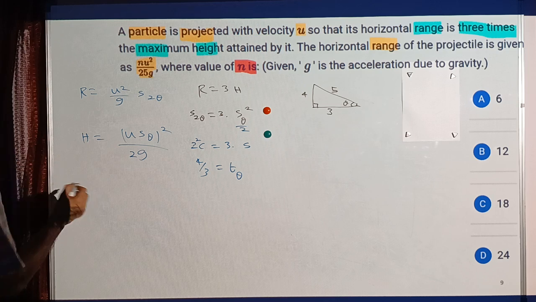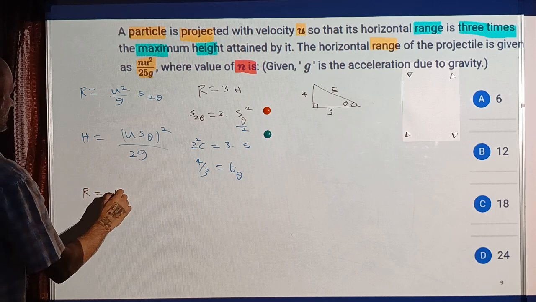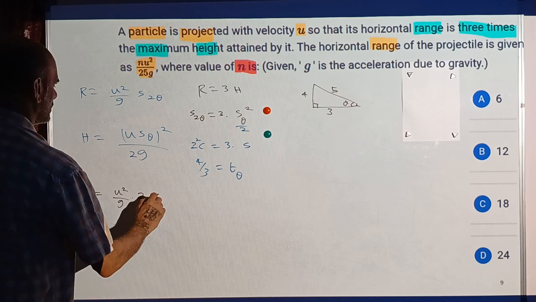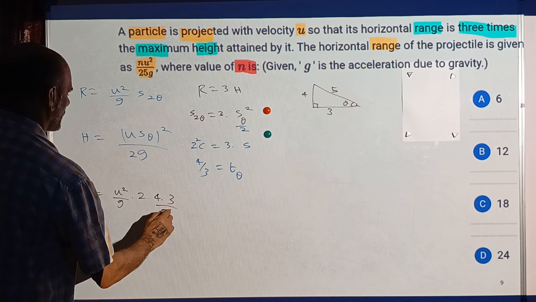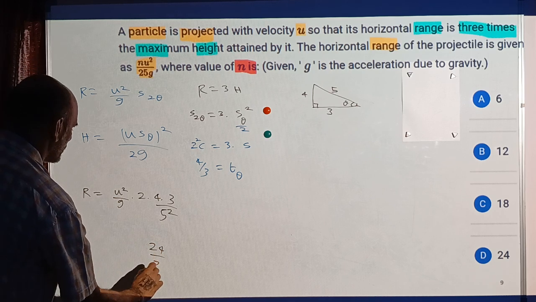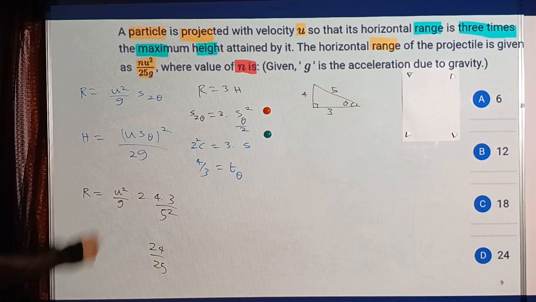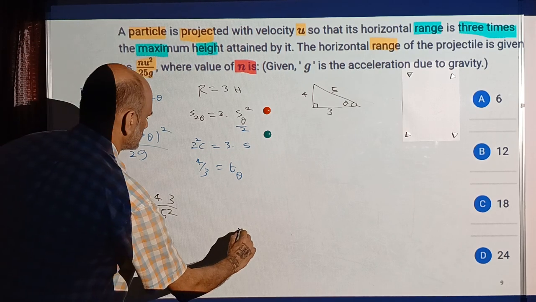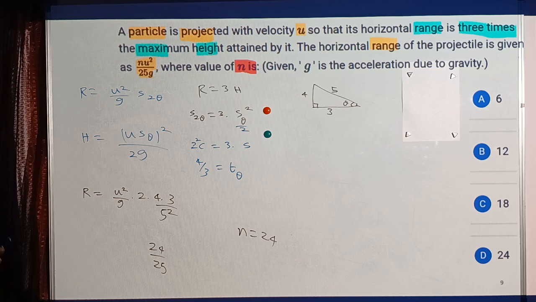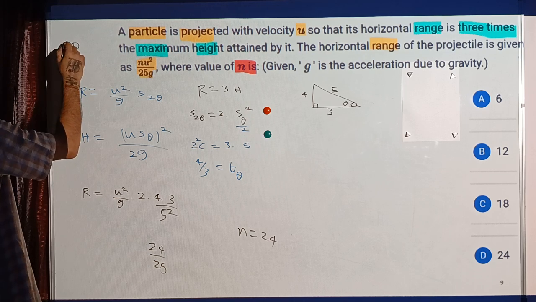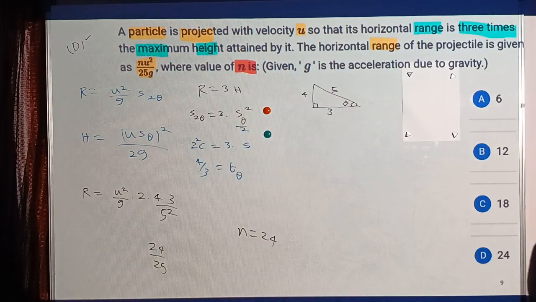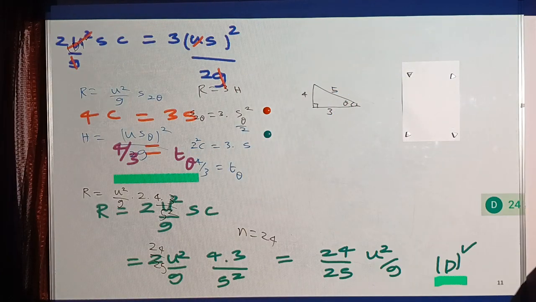So range can be got as u square by g, 2 sin theta cos theta, which is 2 times 4 by 5 times 3 by 5. So it's 24 by 25 into u square by g. So n is 24. Comparing this with the given expression, n value is 24. So option D is the correct one. D is the correct answer.